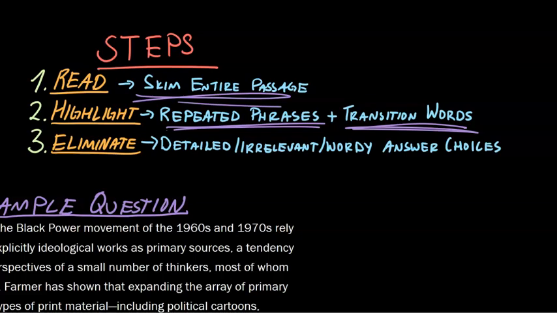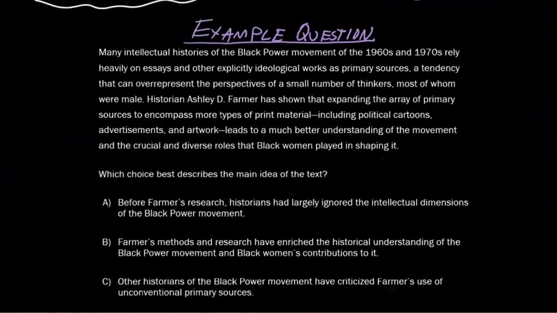Next thing we're going to do is eliminate anything that's too detailed or too wordy. If it's too detailed or too wordy, it's probably not the answer because, of course, you cannot have a main idea that's super detailed. It's got to encompass the entire passage, not just part of it. But of course, if you've got an irrelevant answer, you've got to cross that out. Let's take a look at an example question here.